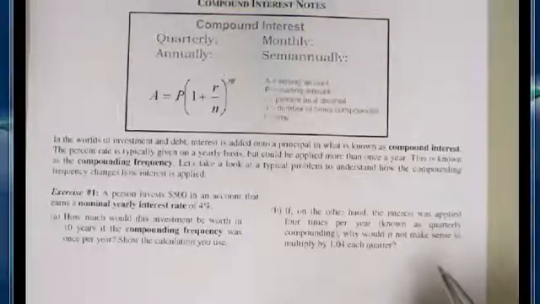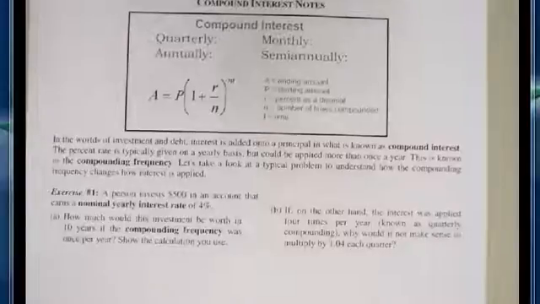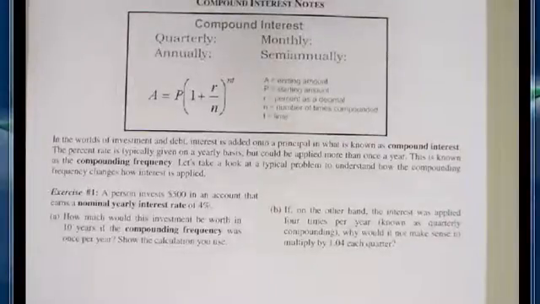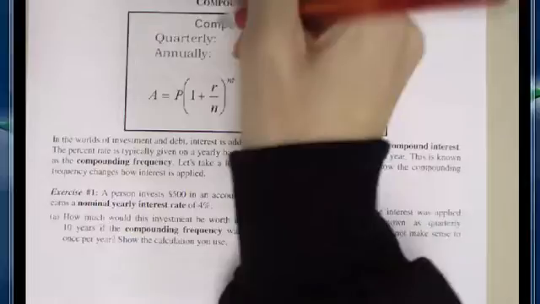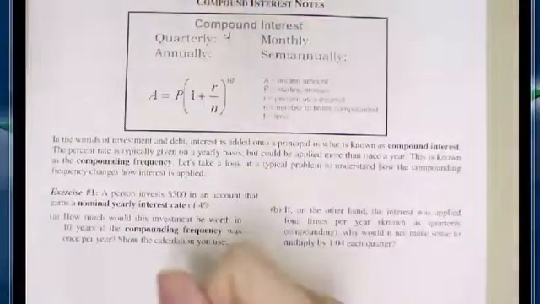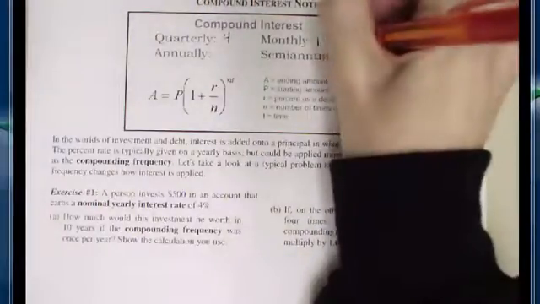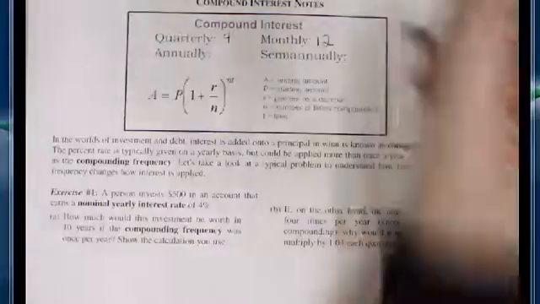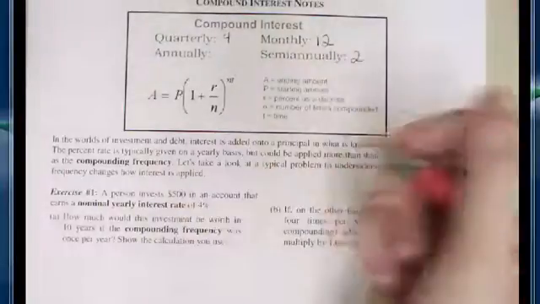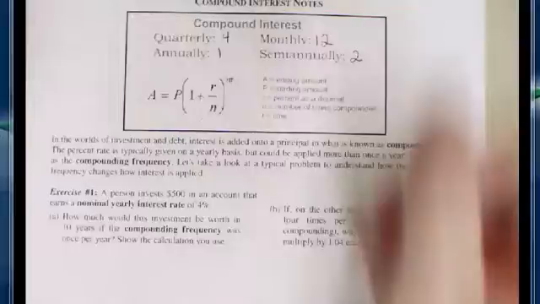Hello everybody, tonight we are doing compound interest. So, compound interest, couple words we need to know right up here. Quarterly, 4 quarters in the year. Monthly, that means there's 12 months. Semi-annually means twice annually.